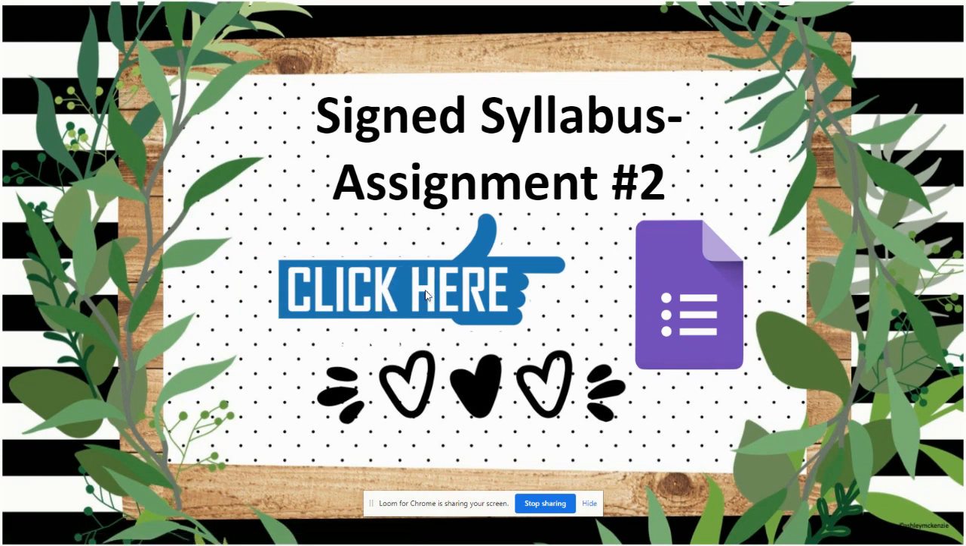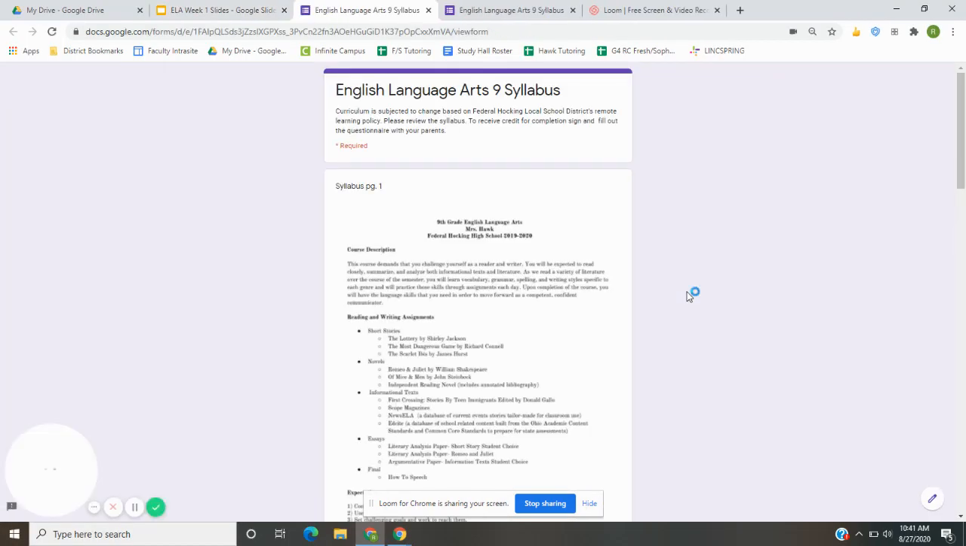The arrow right here, it says click here. So I'm going to come over here and put my cursor over top of the icon for Google Forms. I'm going to click on it. And it's going to take me to what my assignment number two is.